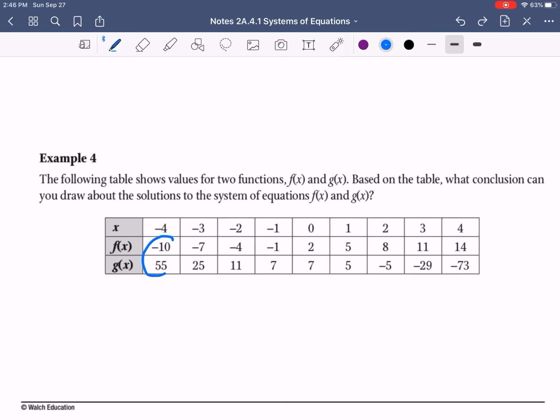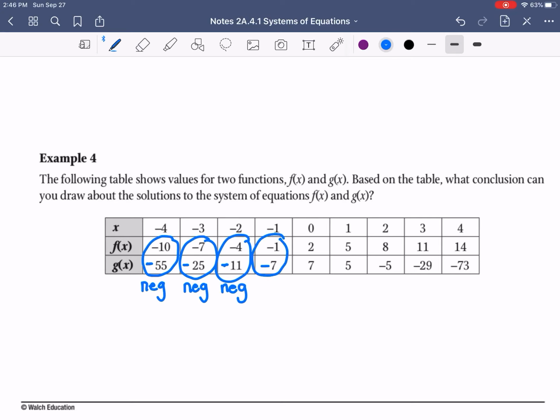So you're going to subtract negative 10 minus 55. Well, that's going to give you a negative number. That's all I really care about. You're going to subtract negative 7 minus 25. That would give you a negative number. Negative 4 minus 11, that would give you a negative number. So I don't really care exactly what number it is. All I care about is if it's positive, negative, or 0.